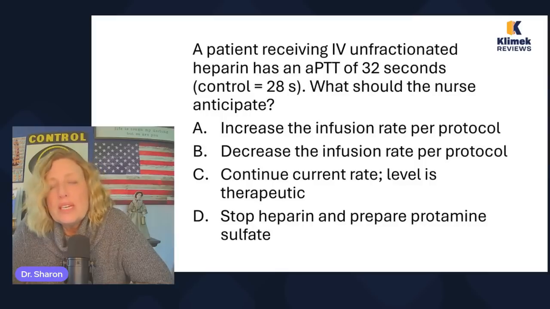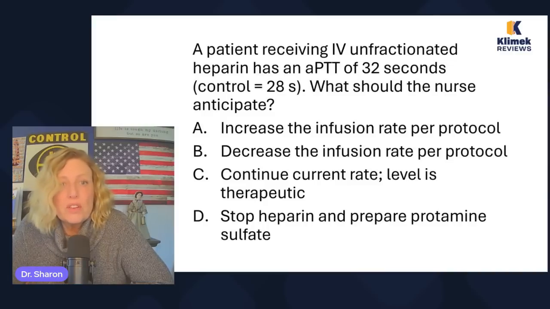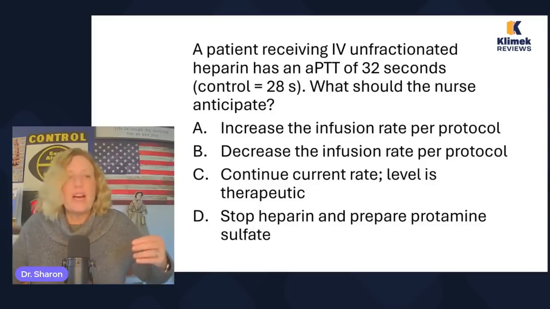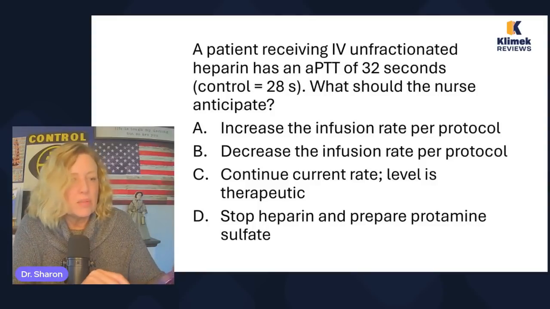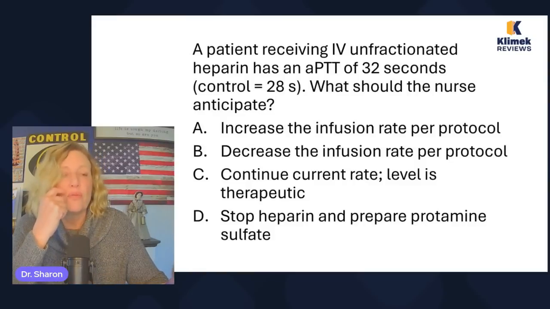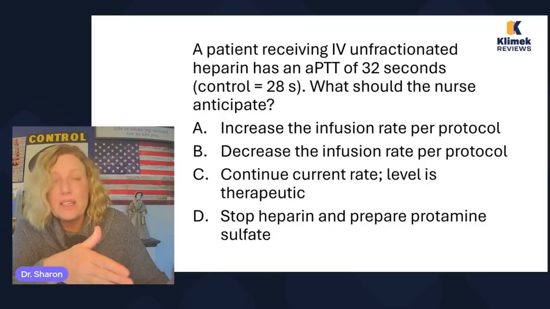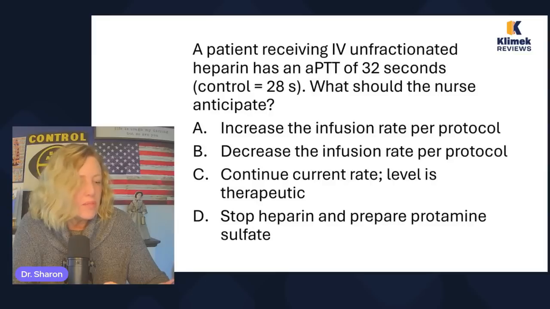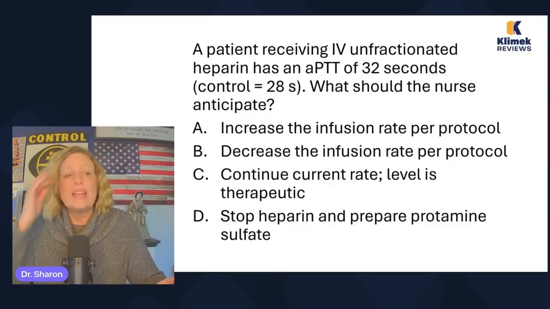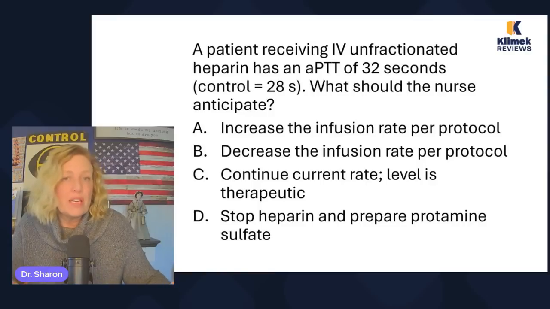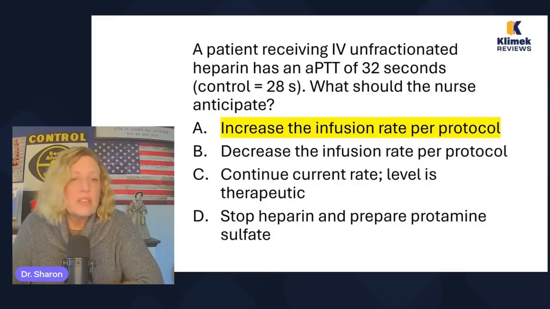All right, so the rule is that for a therapeutic PTT, we want to keep it between 1.5 and 2.5 times the control. So if the control is 28, and this is in the blue book, by the way, 28 times 1.5 is 42. So I should at least have a PTT of 42. And then 28 times 2.5 is 70. So my therapeutic range for the PTT is 42 to 70, and it's only 32. So I need to increase the infusion rate per protocol.